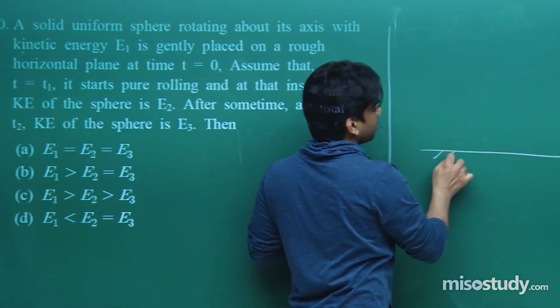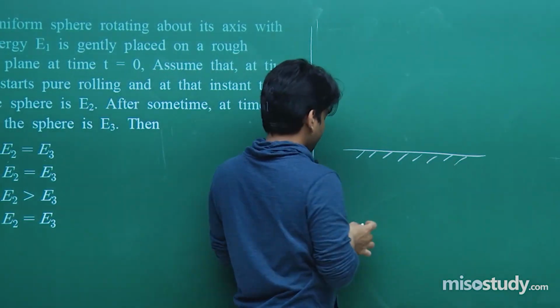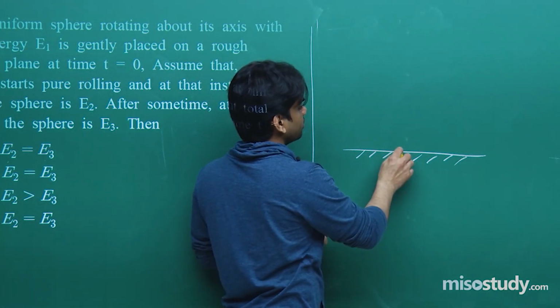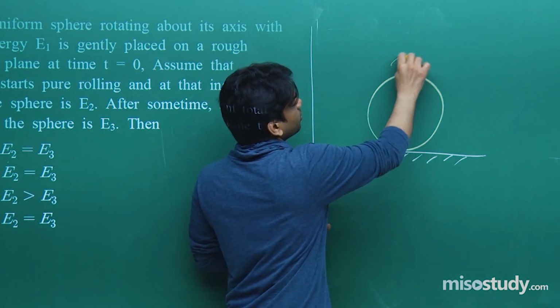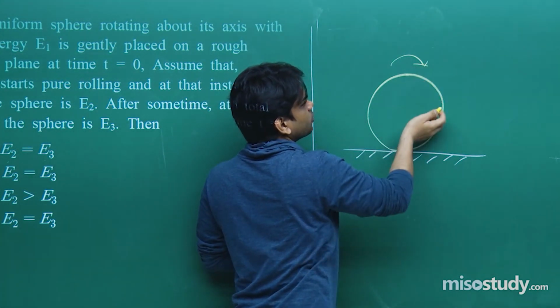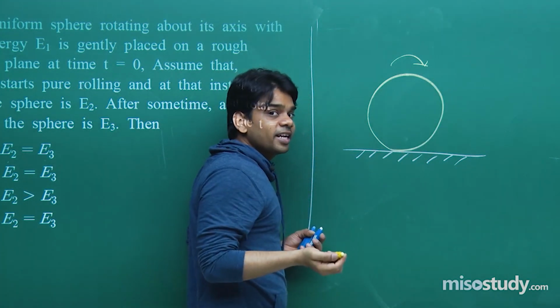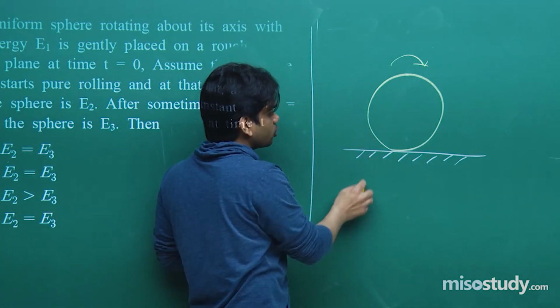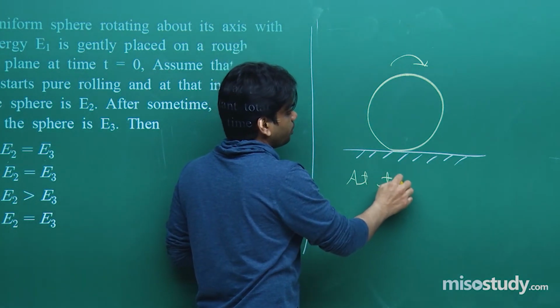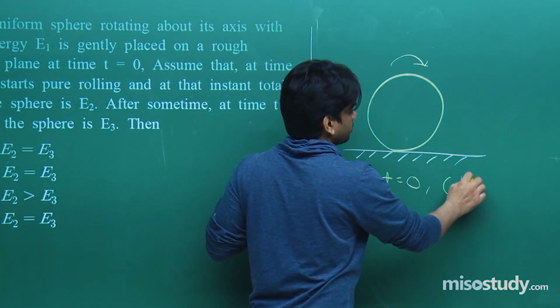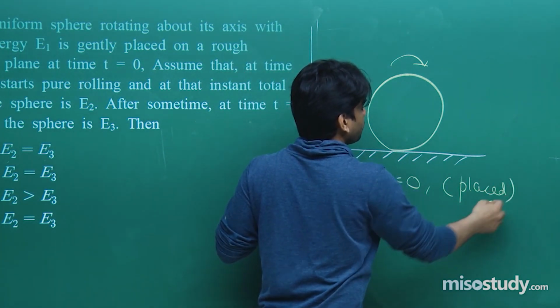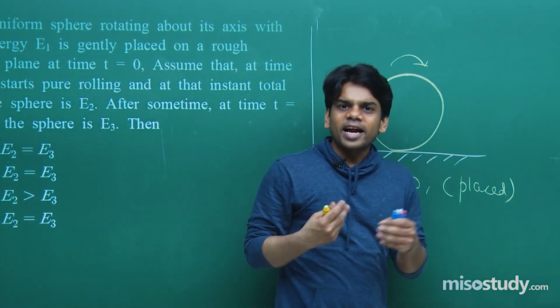This is the rough surface on which you have placed a rotating sphere, and it's rotating. Then what has happened at t equals to 0, it was placed. Now what will happen? Initially sliding will happen.